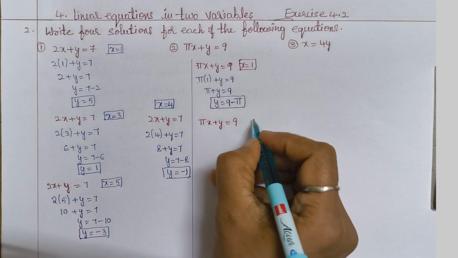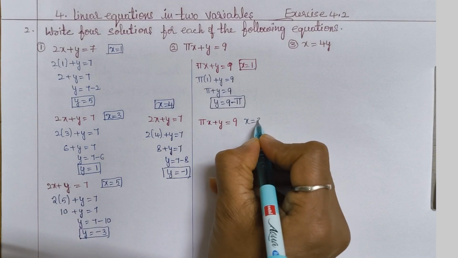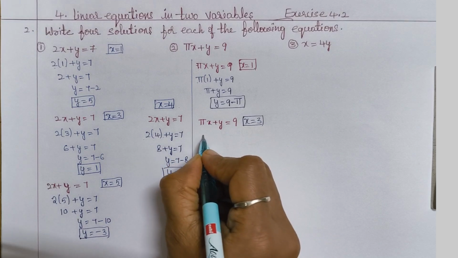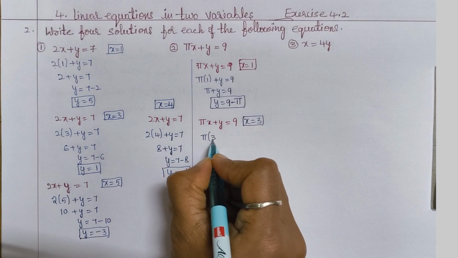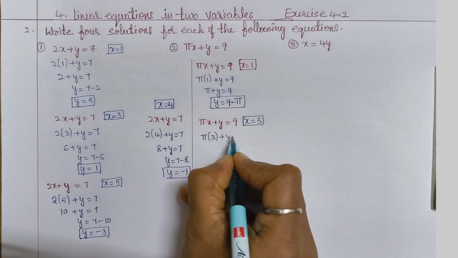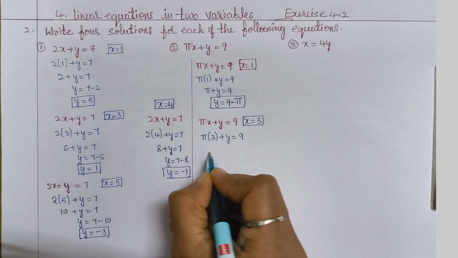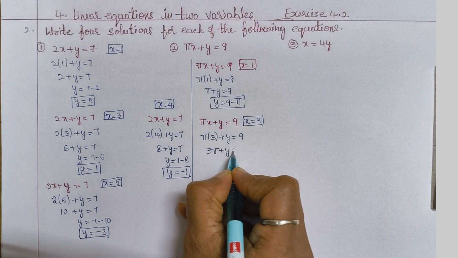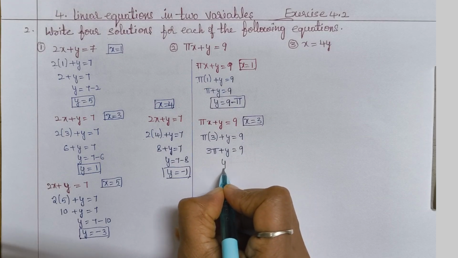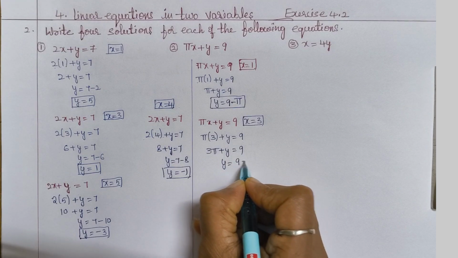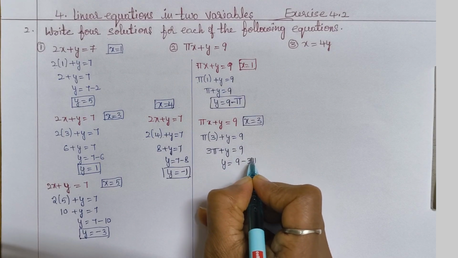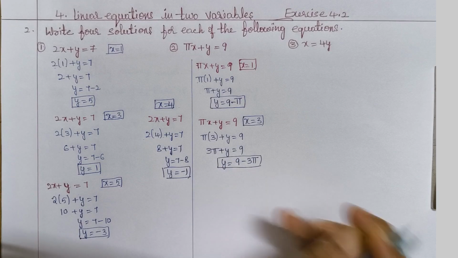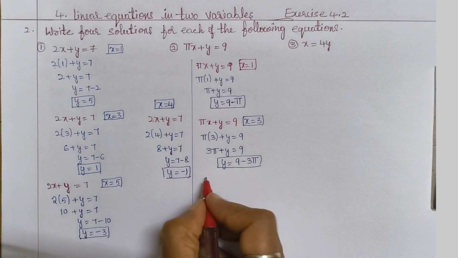See, x value I am taking 3. X is equal to 3. Now see here, pi into 3 plus y is equal to 9. Pi into 3 is 3 pi. 3 pi plus y is equal to 9. So y is equal to 9 minus 3 pi is the answer. Okay, this one we can't simplify. Keep it like this. Finished.